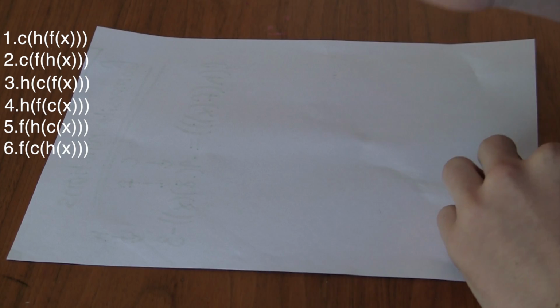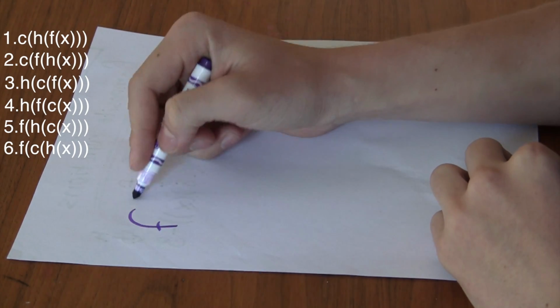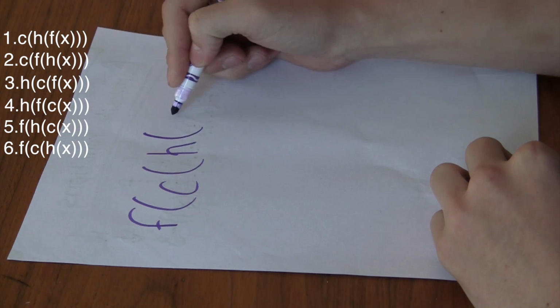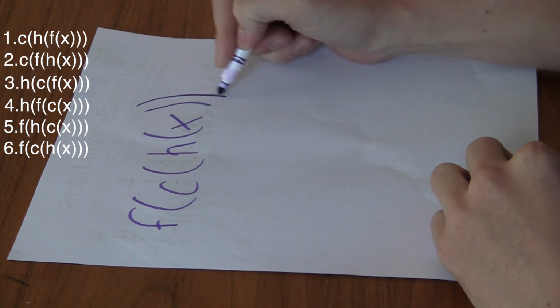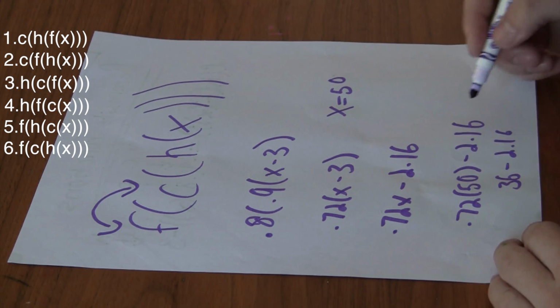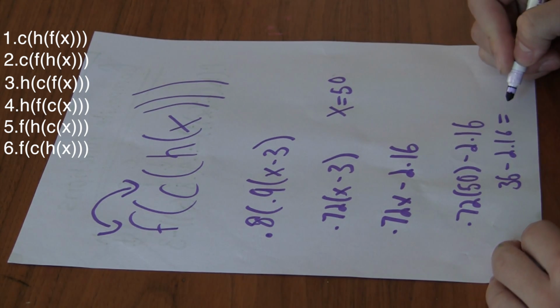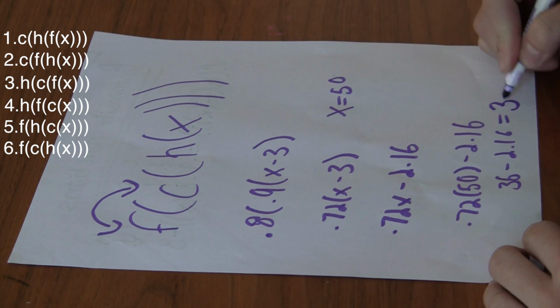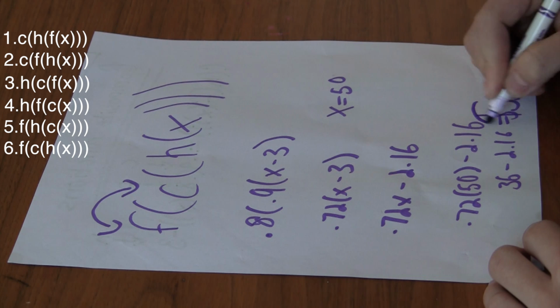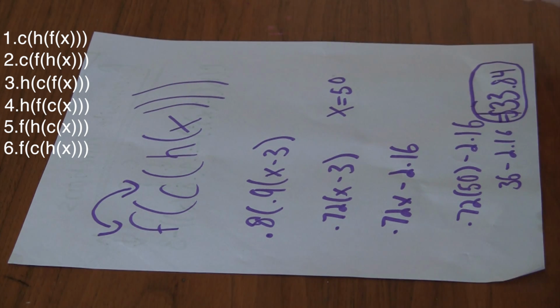The last function we have to discuss is f of c of h of x. As you can see above, I plugged in the numbers for the functions and I simplified it as much as possible, and then I plugged in the value for x, which was 50. And that is the last function that we had to do.